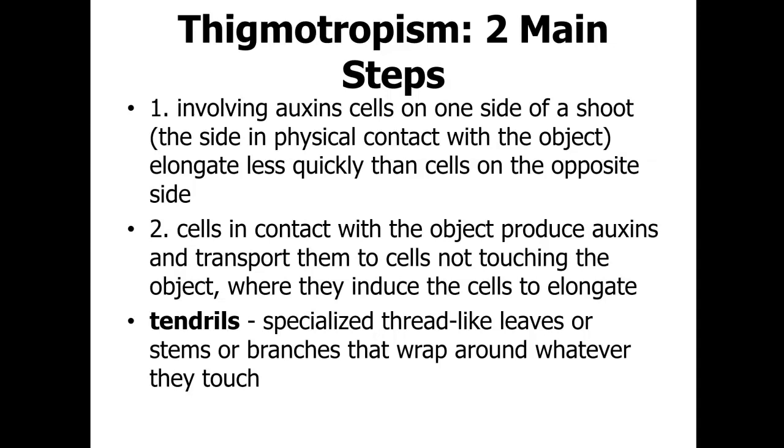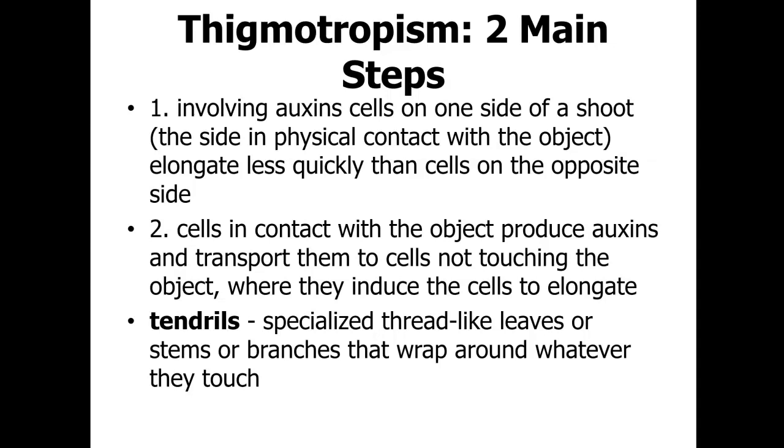Thigmotropism has two main steps. It's going to involve auxins, of course, and the hormones are going to be in the cells of one side of the shoot, the side in physical contact with the object, and those cells are going to elongate less quickly than the cells on the opposite side. Then the cells in contact with the object are going to produce auxins and transport them to the cells not touching the object, where they induce the cells to elongate.